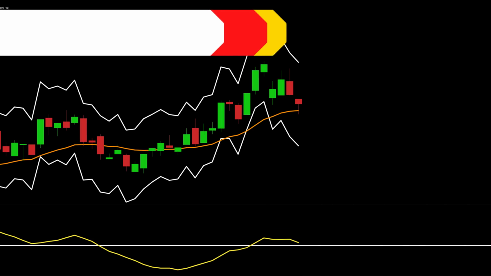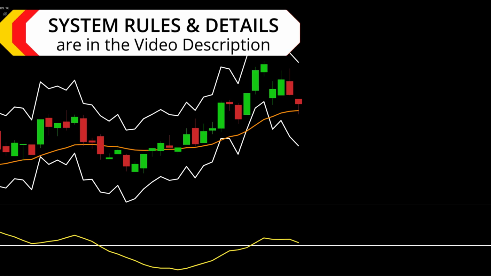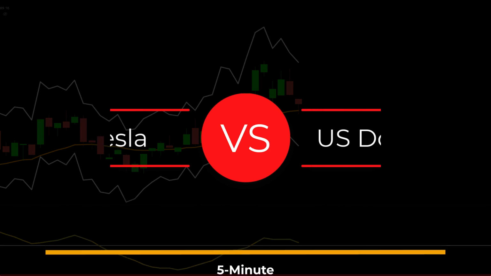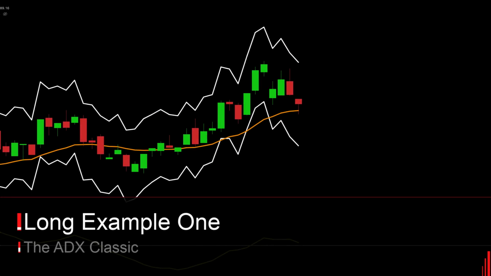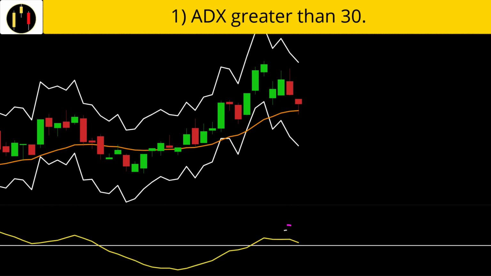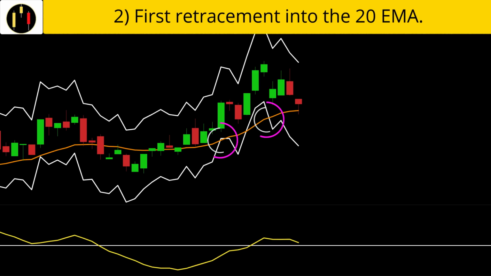Let's go over entry criteria and review some examples. As always, system rules and details are listed in the description below. This chart is Tesla 5-minute candles. The rules to enter along on the ADX Classic are: first, the ADX must be greater than 30, signified by the white horizontal line. Second, look for when price is trading above the 20 EMA and then look for the first touch back into the orange line.